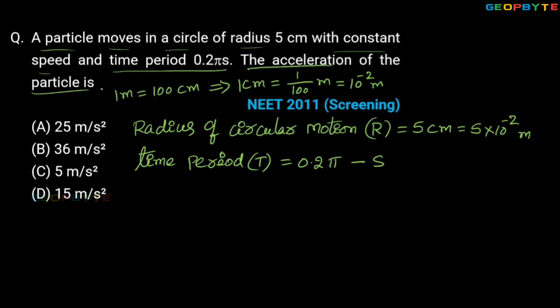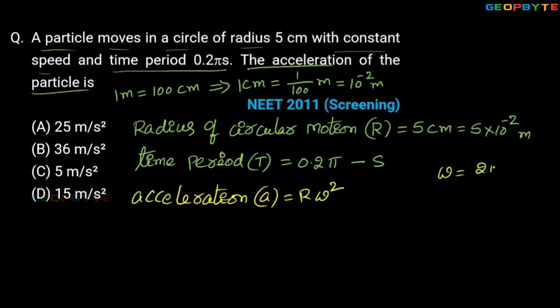Then the acceleration of the particle. You are asked to decide what is the acceleration. As you know, the acceleration a equal to R omega square. But omega equal to what? Angular speed omega equal to 2 pi by T. It is equal to 2 pi by, look at the T value given, 0.2 pi. This pi is cancelled. Finally, it is 2 by 0.2. It is 20 by 2. 20 by 2 is equal to what?